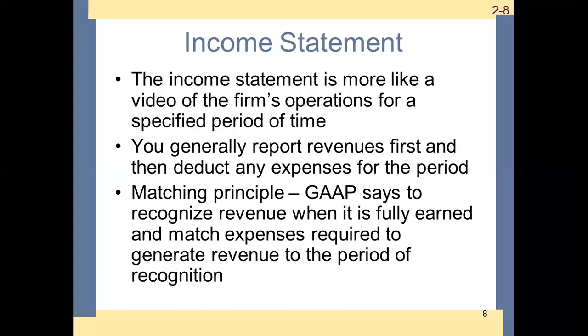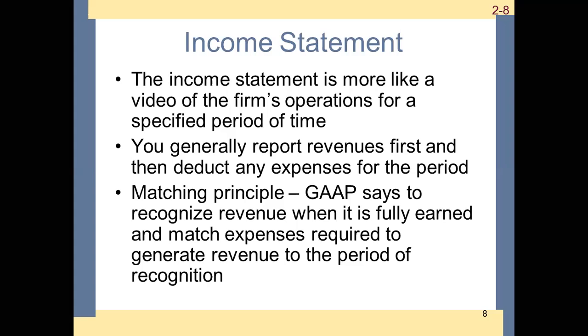Now let's look at the second most important statement of accounting, which is known as the income statement or the statement of comprehensive income. Actually, the income statement is more like a video. It is not a snapshot. Remember, we have learned in the definition of the balance sheet that it shows a snapshot of one point in time. On the other hand, the income statement is a continuing video of the firm's operations for a specified period of time. It is not a point in time, it is a period of time.